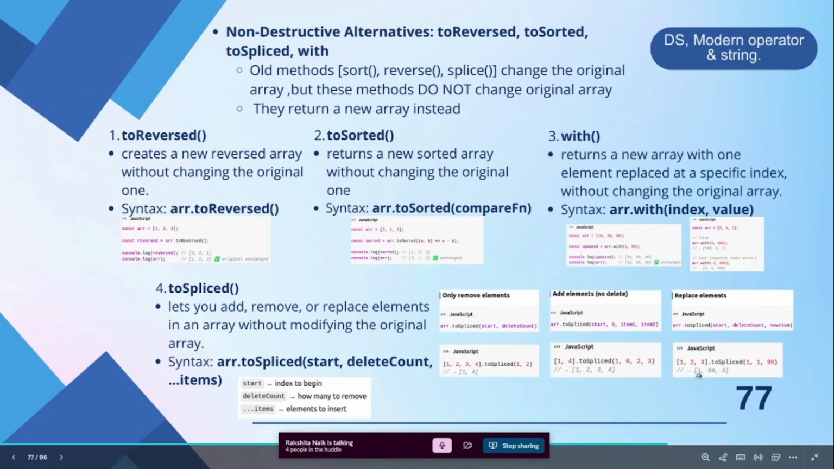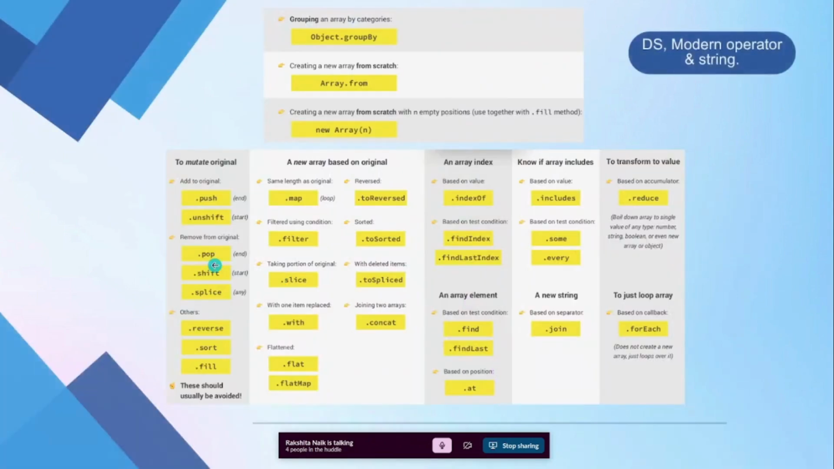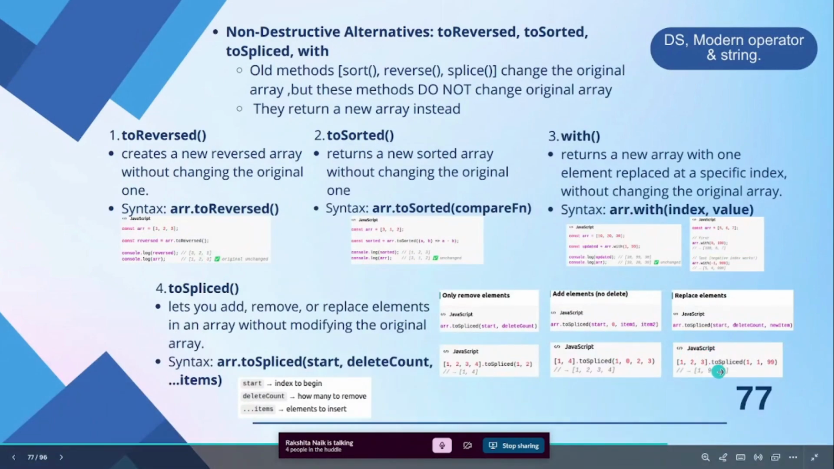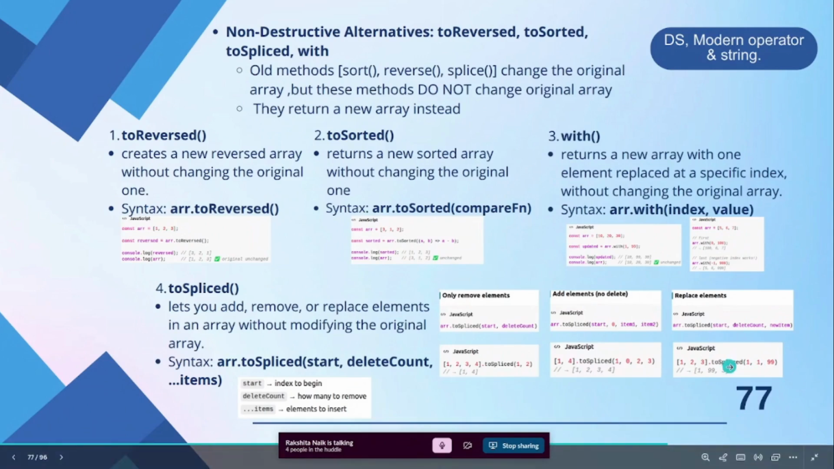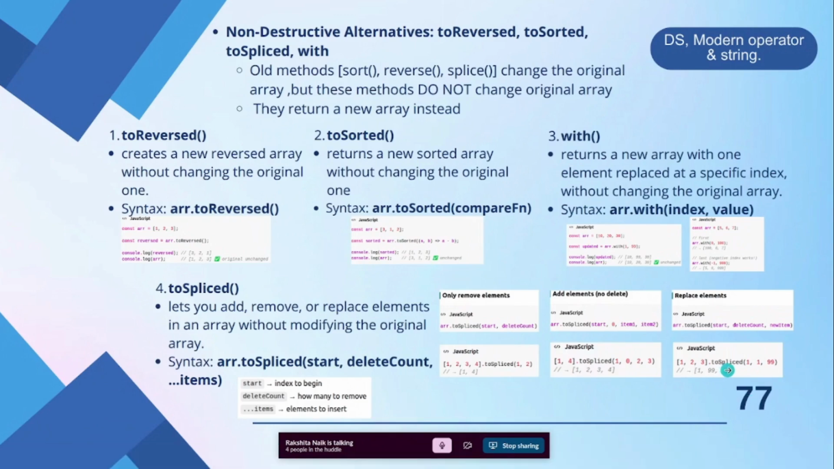So, for example, to replace the elements, what do we need to do? From index 1, 1 element needs to be deleted and a value will be added. Just the starting index and the delete count, only 1 needs to be deleted, then the new element replaces it. So this is toSpliced. It will not change the original array.